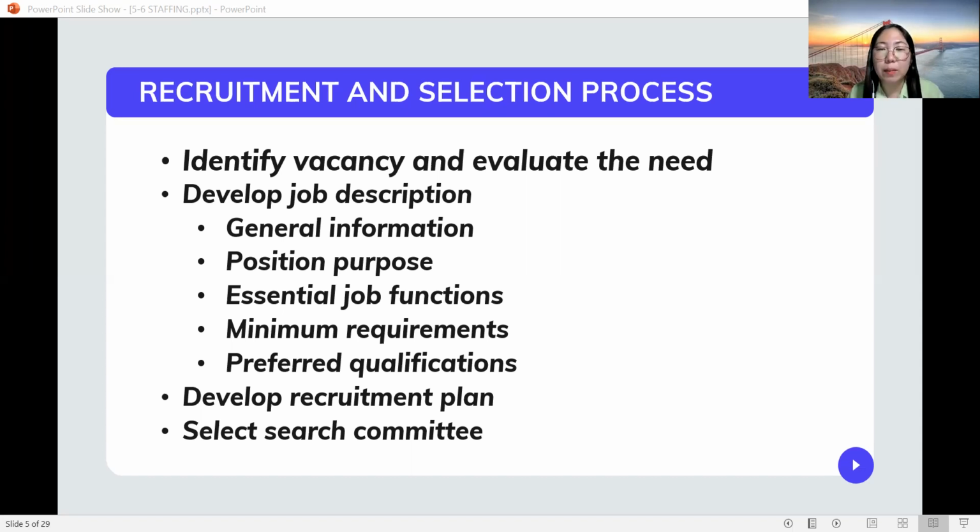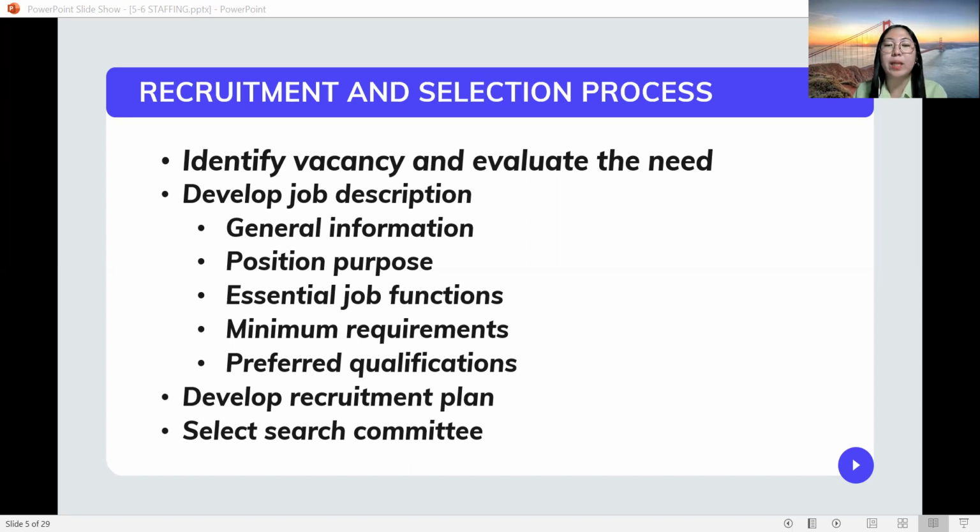So we have different contents of a job description, right? Under that, we have the general information. That is our number 1 under the developed job description. This includes the position title, the pay grade, the position level, the department, who your department head is, and your immediate superior. So that includes the general information about this job description.